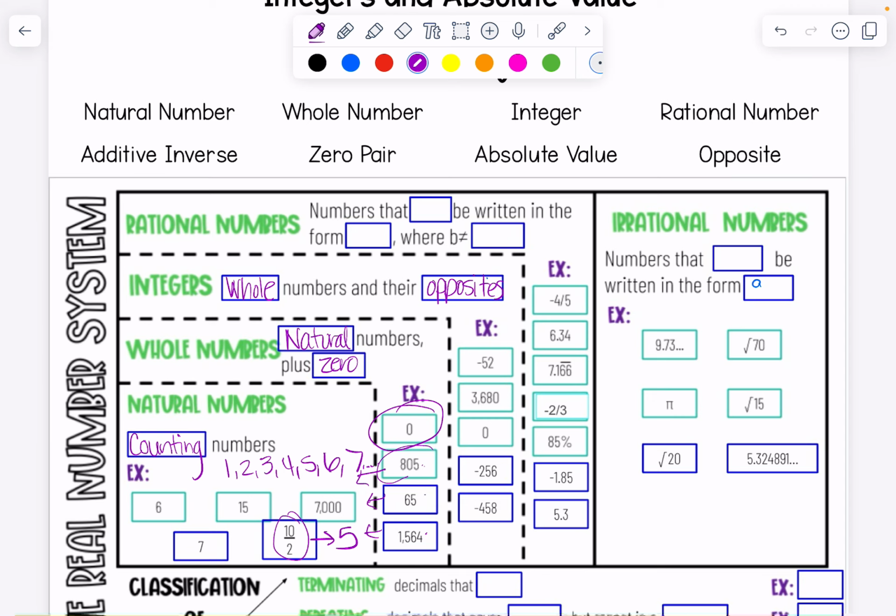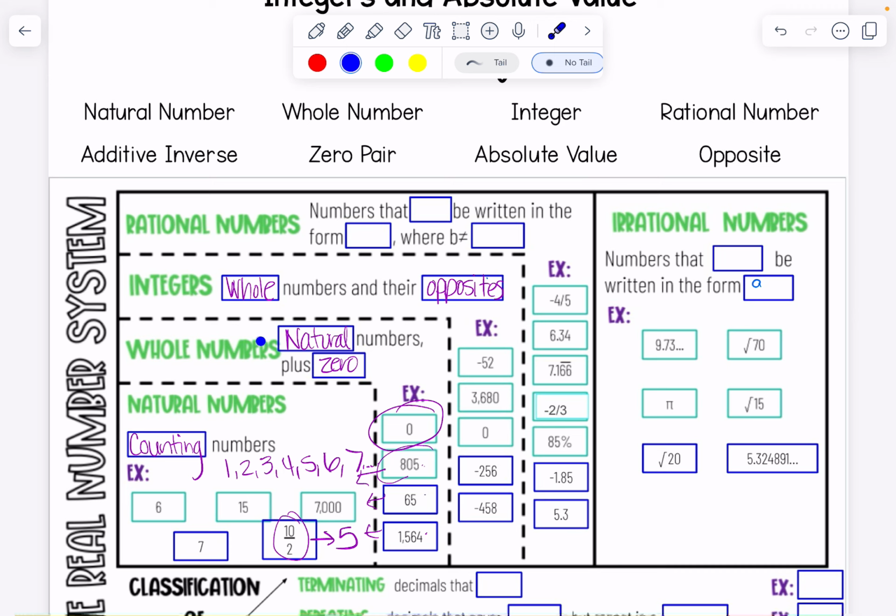So all of our whole numbers, which also include those natural numbers, are all automatically integers, but now we're also talking about their opposites. And when I say opposite, that means on the opposite side of the number line, the same distance from 0, but on the opposite side.